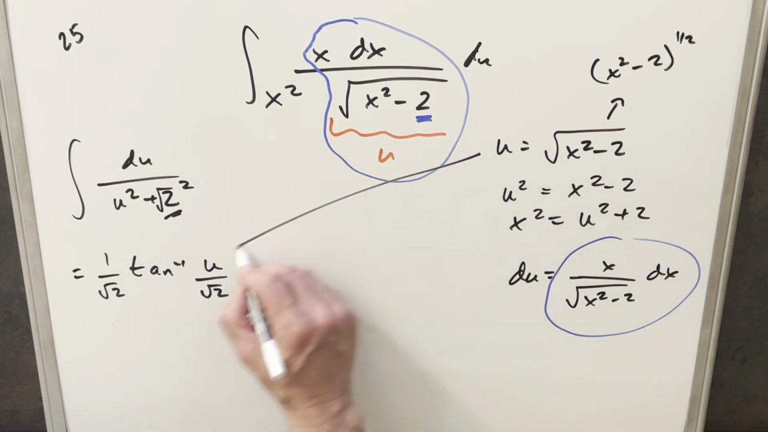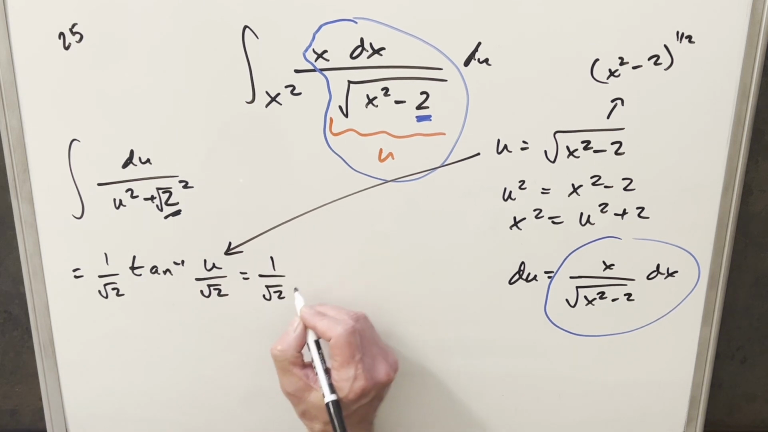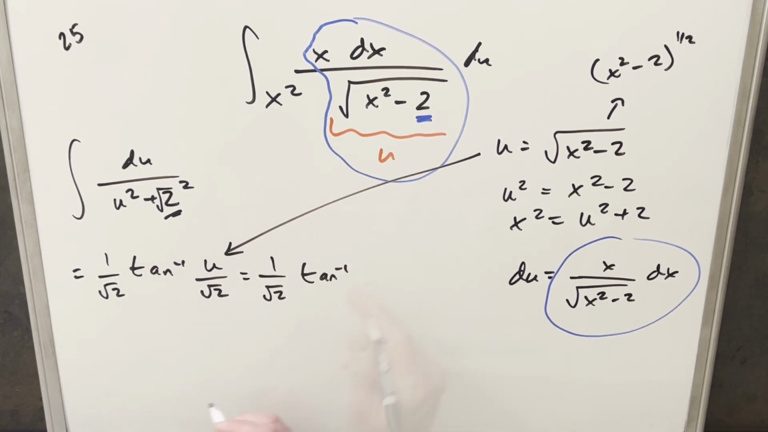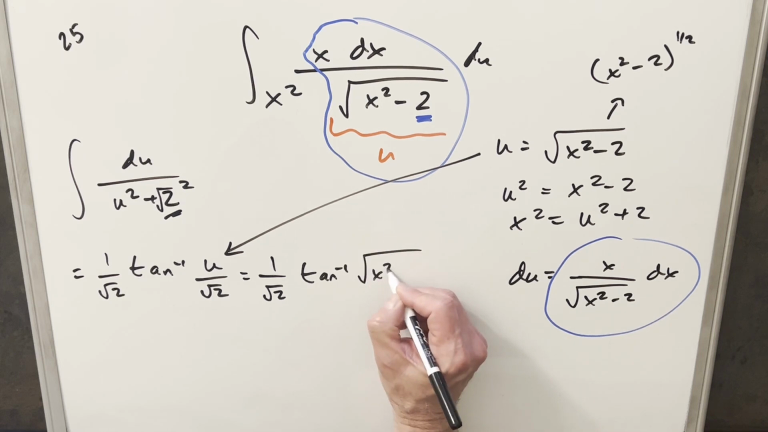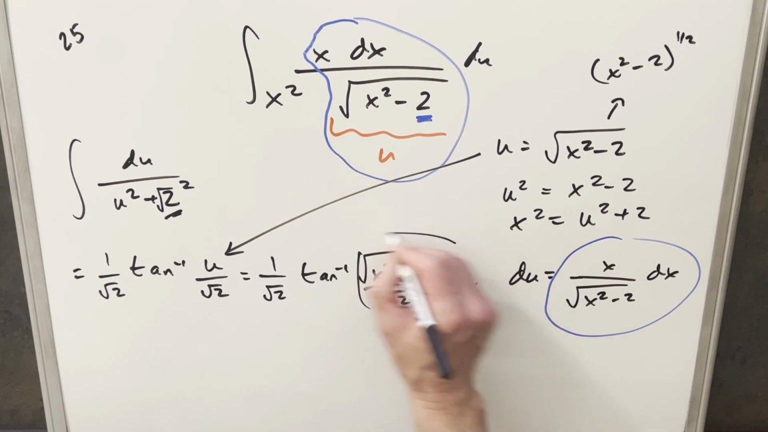But I just need to back substitute in order to finish it off. And so for my final solution, we get 1 over square root of 2 times arctan of the square root of x squared minus 2, over square root of 2, plus c, and that's it.